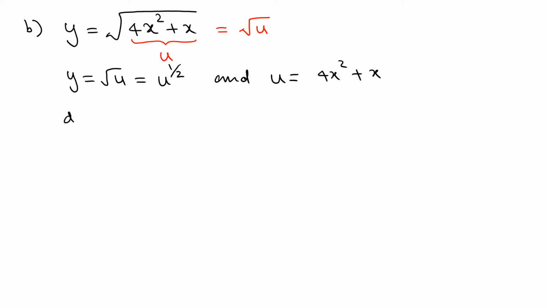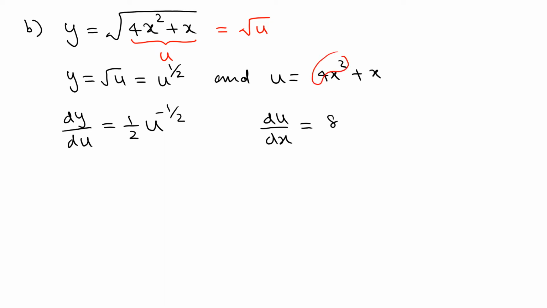First, we take the derivative with respect to u. This is 1/2 u to the, if you subtract 1 from 1/2, negative 1/2. And we take the derivative of the inside function with respect to x. Using the power rule, you multiply the two numbers, so it is 8x plus, the derivative of x, which is 1.